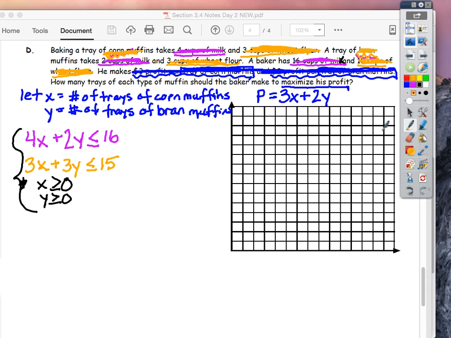So now we have to get those constraints graphed, go to town, do our thing to maximize the profit. All right, to get that graph, I'm just going to use the intercepts.